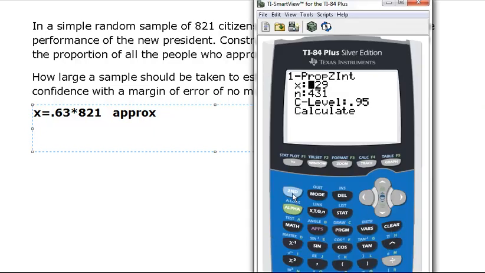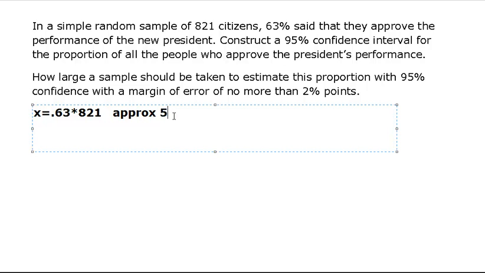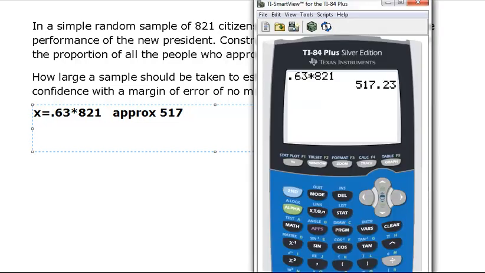So say we have 0.63 to compute the 63% of 821, and that's approximately how much? Say 517, so that is 517. So that's what our x will be in this case, and n is how much?